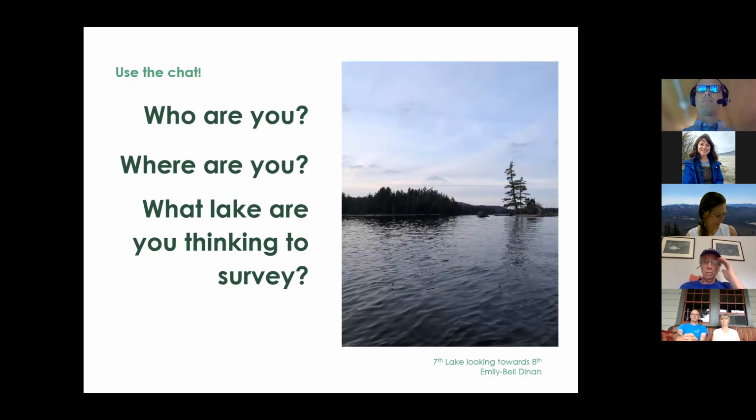In the chat, I would love for you to start using the chat, but let us know who you are, where you are, and we asked this in the RSVP process, but what lake are you thinking to survey? I would just love to get to know some of you here today, and it helps us understand who's on the call. This is a lake I love. This is 7th Lake. Hi, Lee. Hi, Lee Warren. Next slide, please.